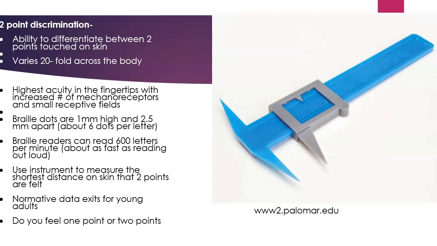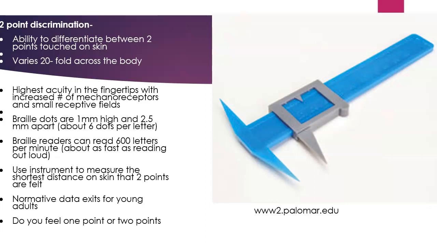Again, Braille dots are really, really close together, and Braille readers can read like 600 letters a minute, about as fast as we do reading aloud. So we use this instrument to measure the shortest distance. So we keep making this area smaller and smaller to see how sensitive they are.